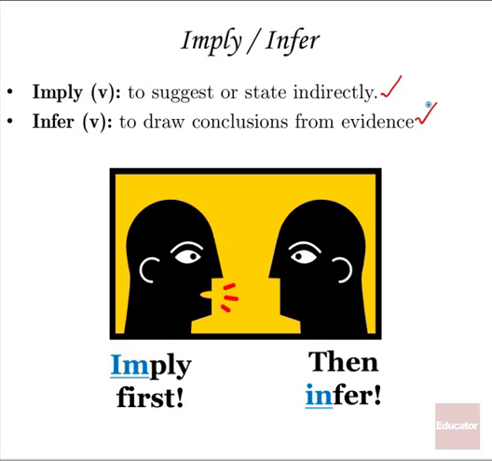The way you remember which one is which, remember that they go in alphabetical order. Imply, I am, has to happen before infer. I imply something as I speak, and you, listening to me, you infer based on the evidence that I've given you. Someone has to imply before someone else can infer. So, remember that they stay in alphabetical order in time.